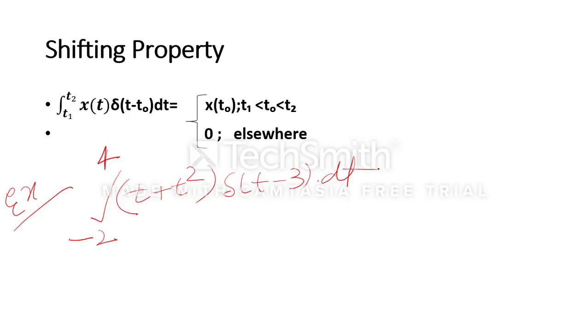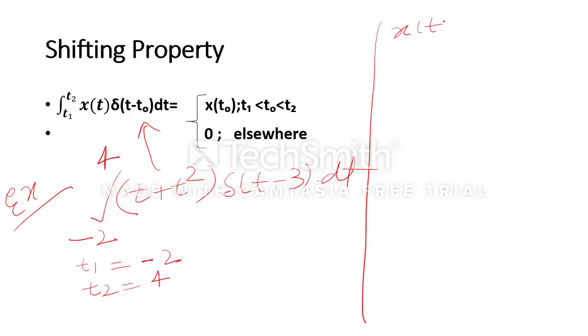First of all, you will compare this whole equation with the standard equation. You can see that t1 is equal to minus 2, t2 is equal to 4, xt is equal to t plus t square, and t naught given to you is 3. So the output will be this one.